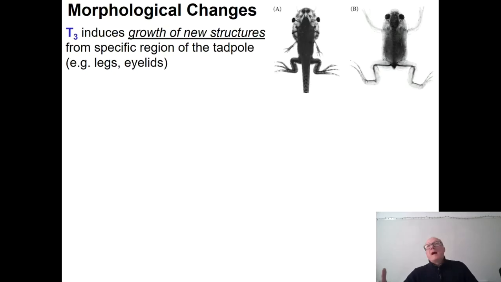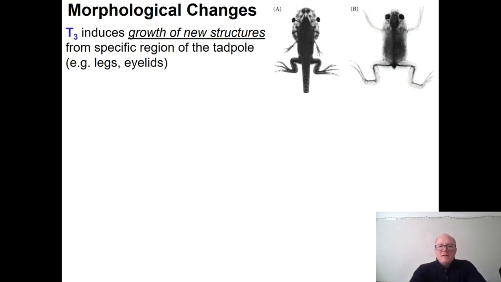Please notice how the thyroid hormone, T3, is inducing different kinds of events, so different kinds of things, in different parts of the body. So we will discuss this for the first part of today's lesson. So the T3, the active form of the thyroid hormone, induces a growth of new structures in a specific part of the body of the tadpole.